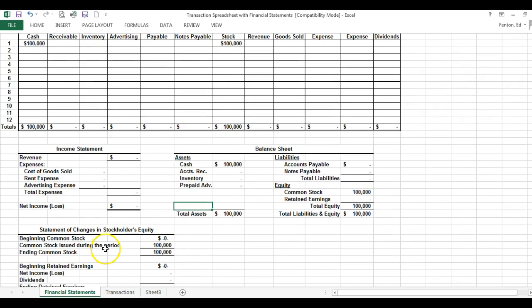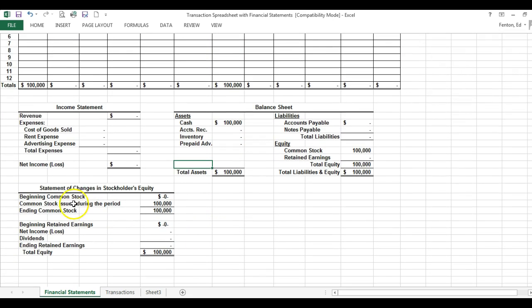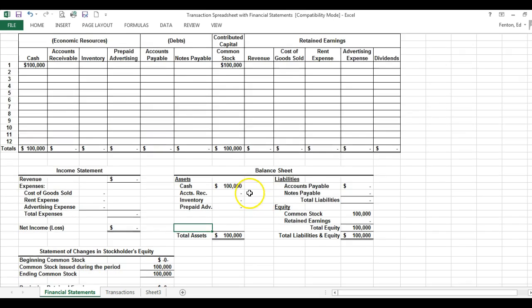The third financial statement down here is the statement of changes in stockholders' equity. I won't cover this as much as the income statement and the balance sheet, but we'll take a look at this at the end and see how it changed.